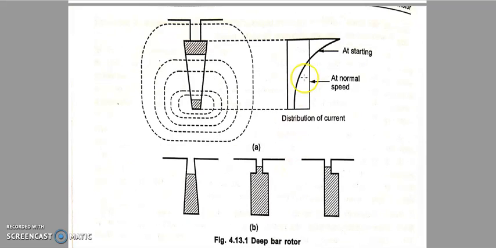So only during starting, the current will be less and the resistance will be high, by using the deep bar rotors. After that, when the motor slowly picks up speed, the slip value will also decrease. If slip value decreases, the rotor frequency will decrease. If rotor frequency decreases, the current will try to flow completely throughout the conductor. It is not like it only flows on the surface part, it also flows in the center.